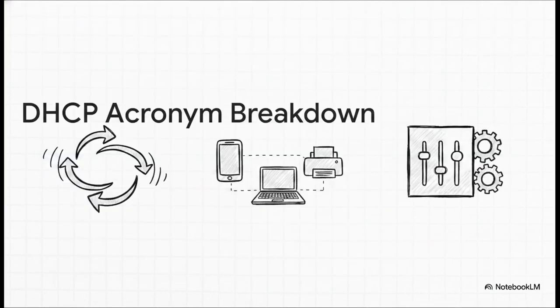Now, what's really interesting about this is how we can demystify the technical jargon just by breaking down the acronym itself. DHCP stands for Dynamic Host Configuration Protocol. Dynamic means the allocation is automatic and constantly changing. It adapts on the fly. Host refers to any connected device asking for an address, whether that's your smartphone, your laptop, or even the office printer. And configuration is all about setting the network rules so that the host device knows exactly how to behave and communicate once it's finally online.